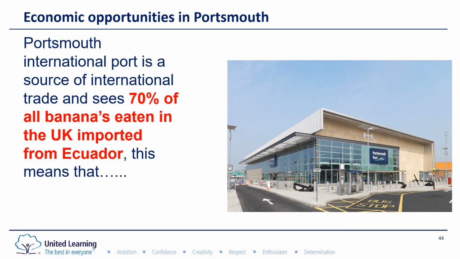An economic opportunity for Portsmouth: Portsmouth International Port. It sees 70% of all bananas imported from Ecuador. This creates thousands of jobs for local people, which means they'll have more disposable income.